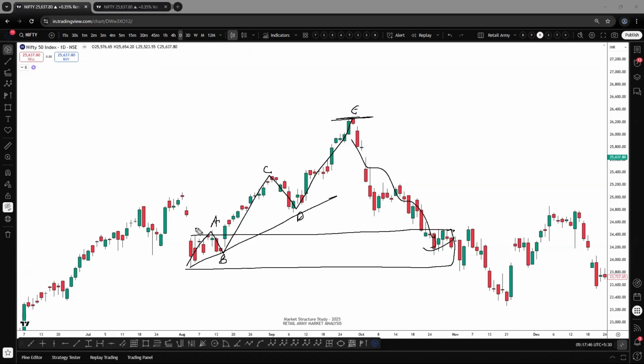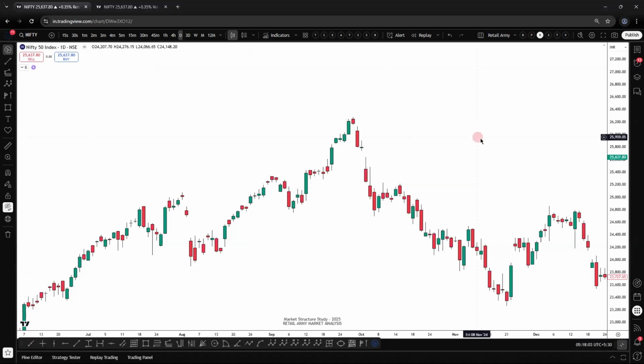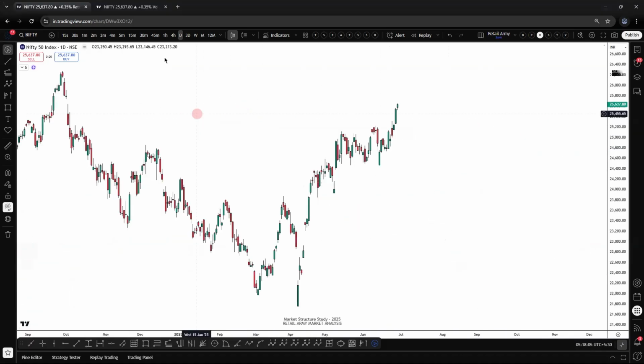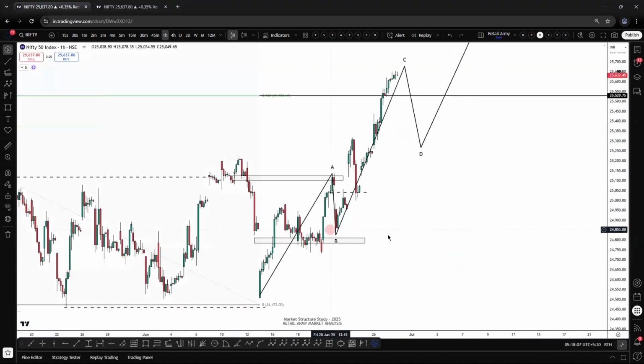Or else, minimum 75% retracement. Minimum 75% it will retrace. If it does not come back to the starting point, minimum 75% it will retrace. All right, so let's get back to our structure now, and you will see what I mean by it.